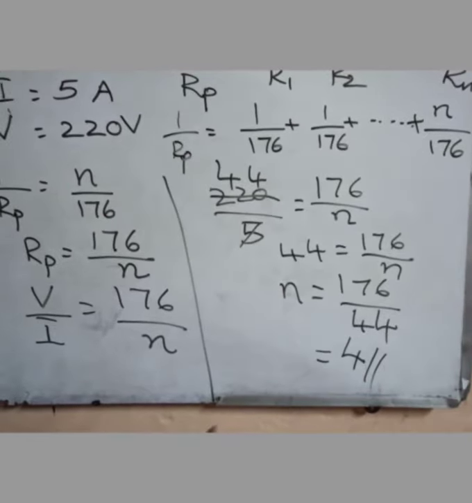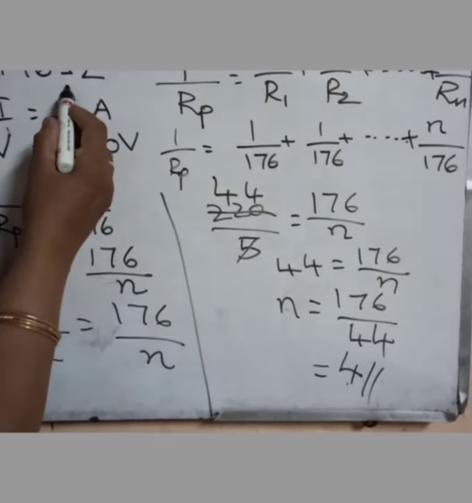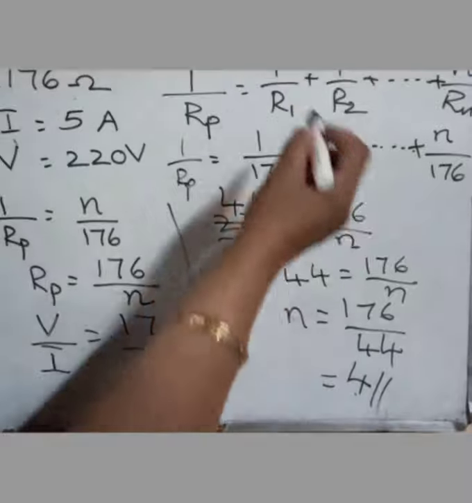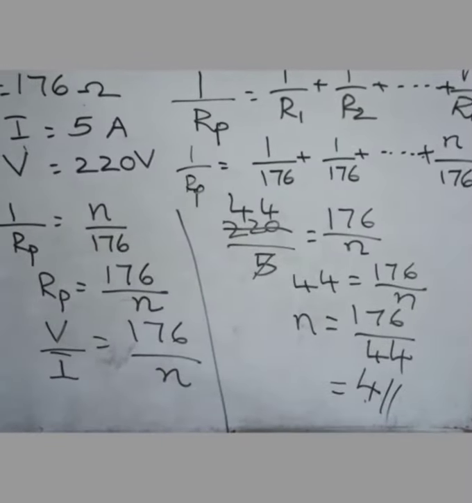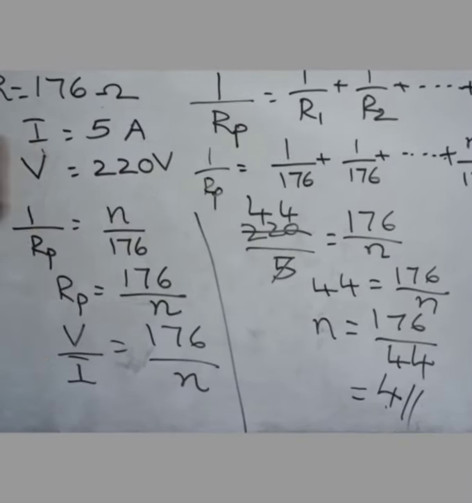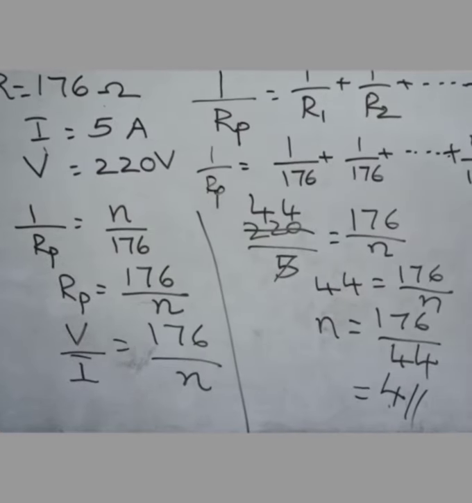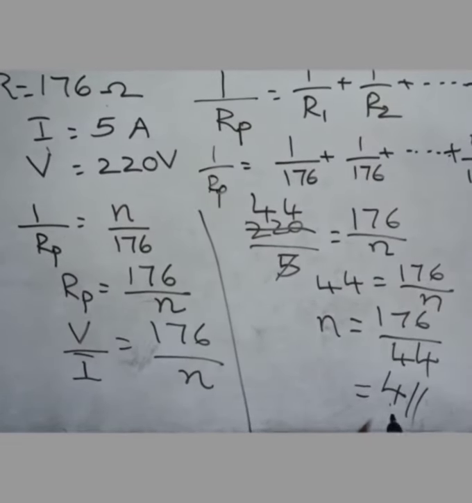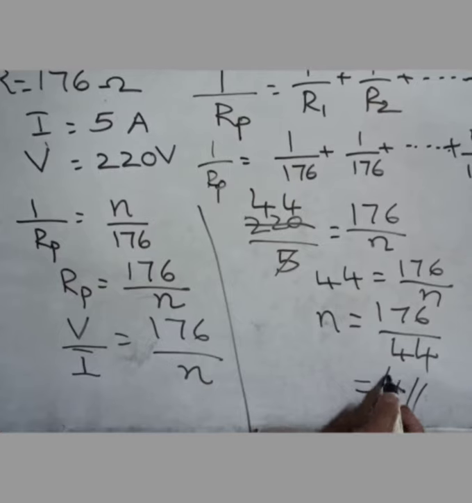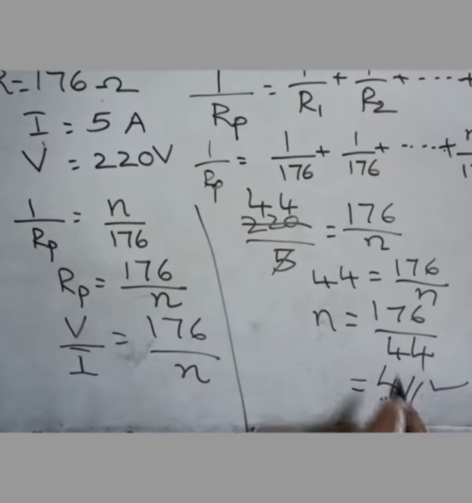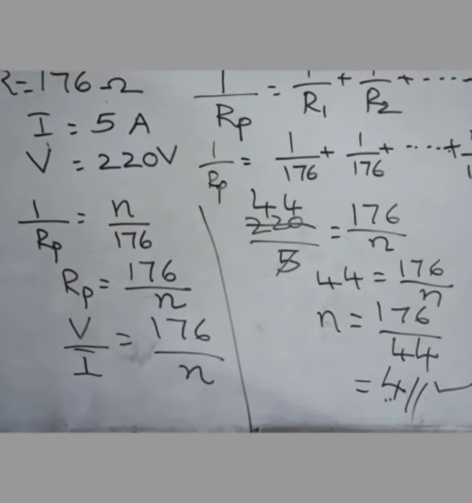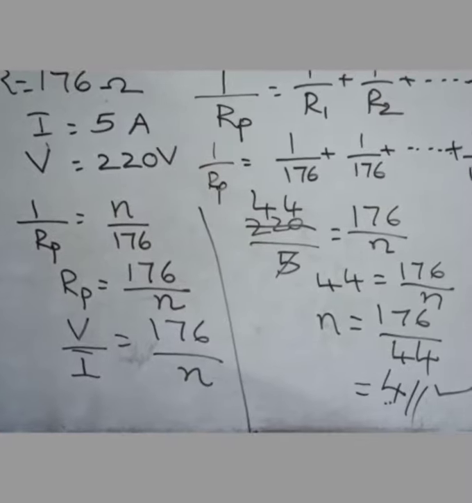So we have to take 4 resistors of 176 ohm in parallel to carry a current of 5 ampere at a potential difference of 220 volt. So how many 176 ohm resistors are needed? 4 resistors of 176 ohm are needed.